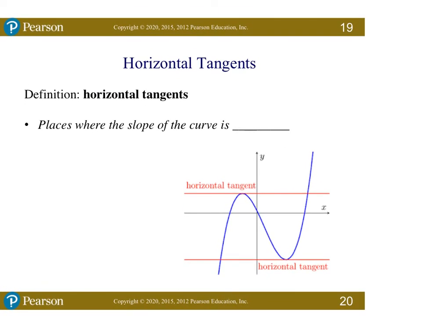Now, if the tangent line is horizontal, we can see it touches the graph right here at its little maximum, and a horizontal line also touches the graph down here. If the tangent line is perfectly horizontal, this is the place where the slope of the curve is 0. The slope of the curve would work out to have a 0 value, and that would give you a horizontal tangent.